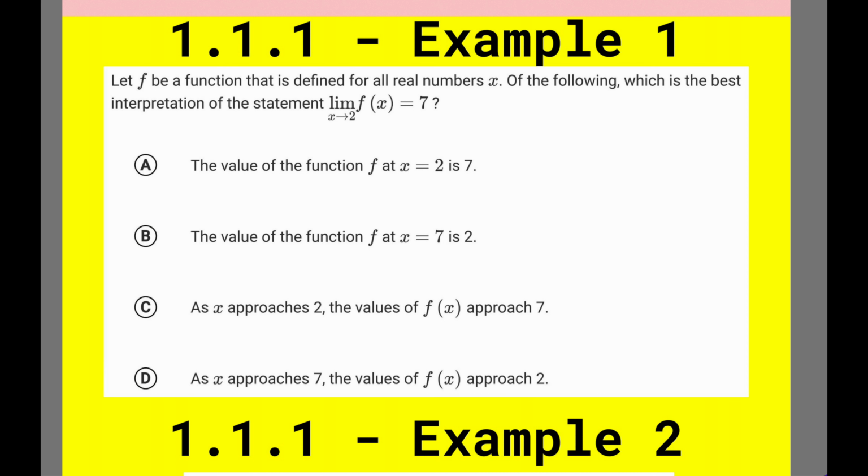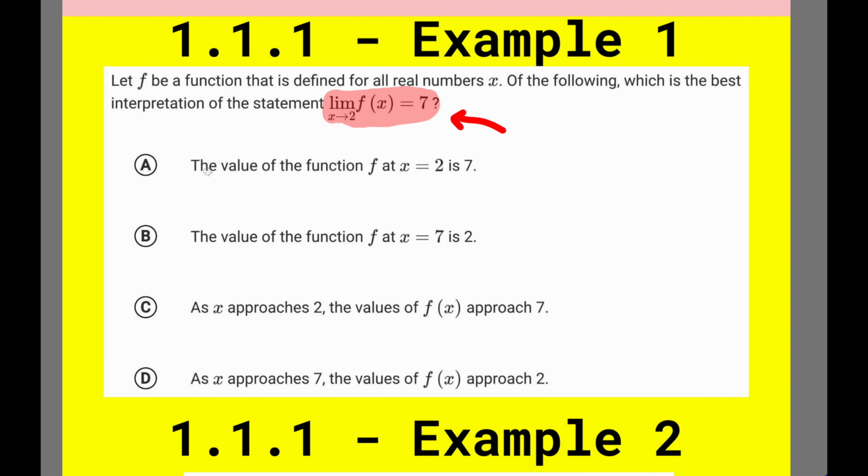All right, hopefully you paused it. It says let f be a function that is defined for all real numbers x of the following, which is the best interpretation of this. So it's basically saying, translate this math to English. Okay, so we have to figure out A, B, C, or D, which one of them translates to English.